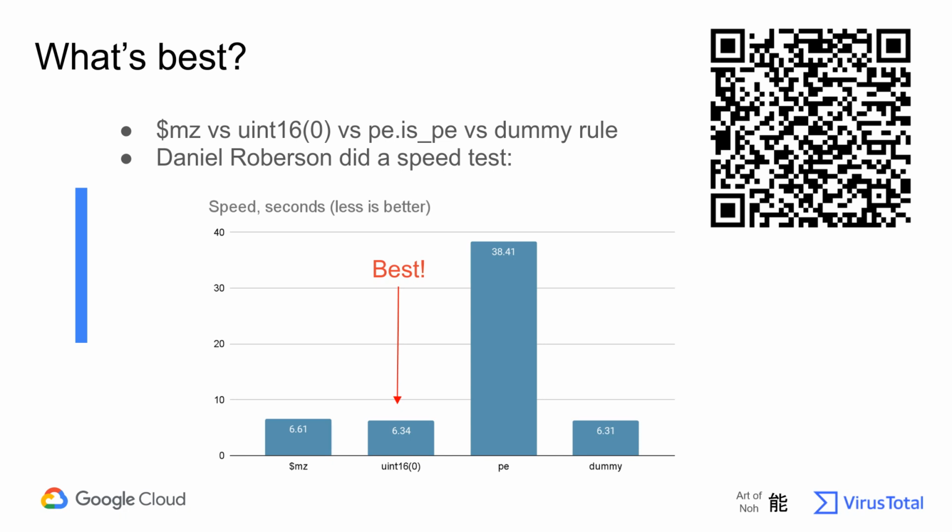The MZ at zero was 6.61 seconds. And the uint16 of 0 was only slightly slower than the dummy at 6.34. So there's an almost insignificant impact from doing this header check. But then if you do the PE check, the speed impact from that is absolutely devastating. So instead of 6 seconds, the average went all the way up to 38 seconds. So if you're aiming for the absolute best speed, you definitely want to do the uint16 of 0. So maybe go through your older rules and get rid of the $MZ check and make sure everything is implemented in the most efficient way.